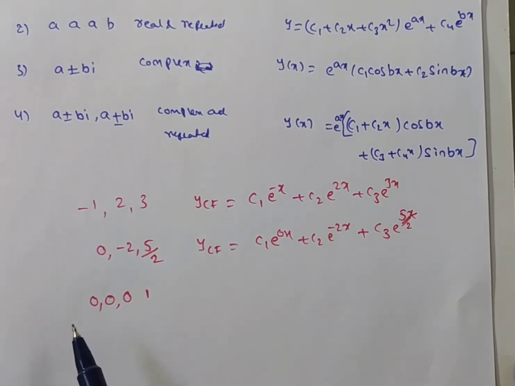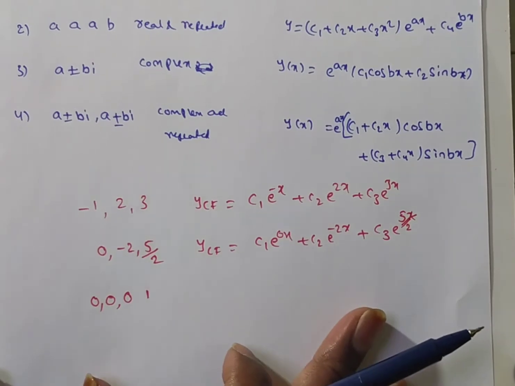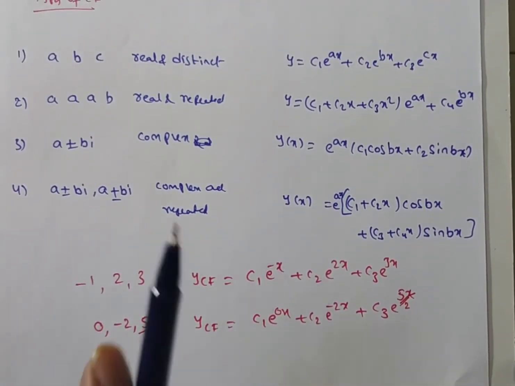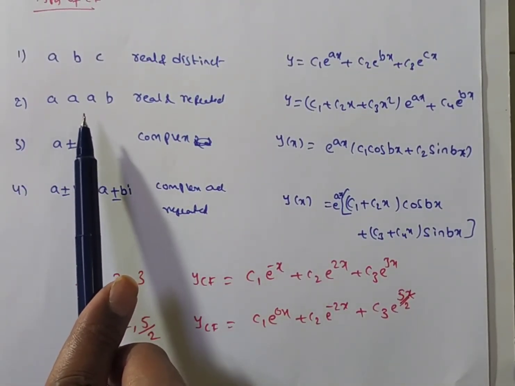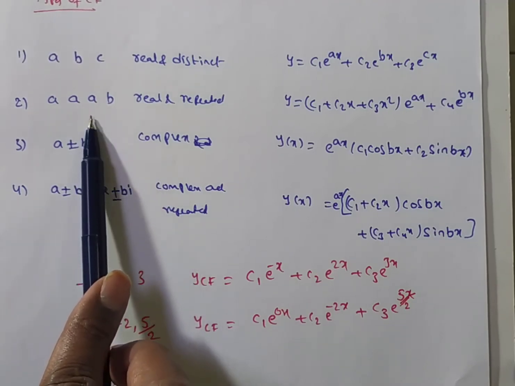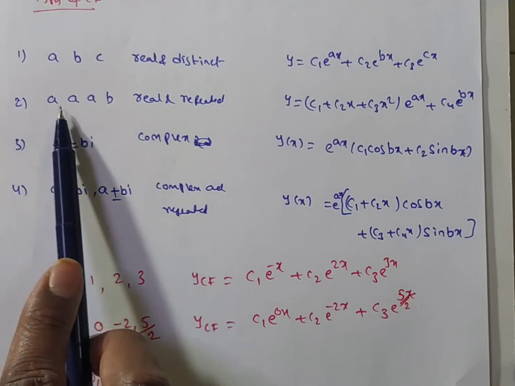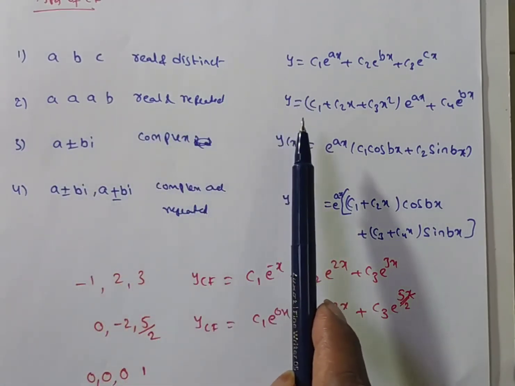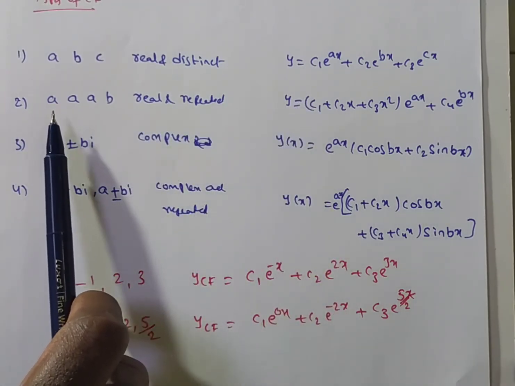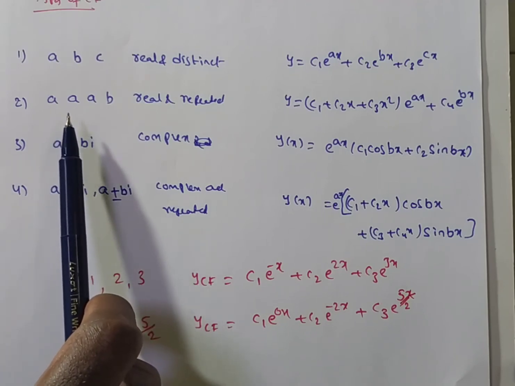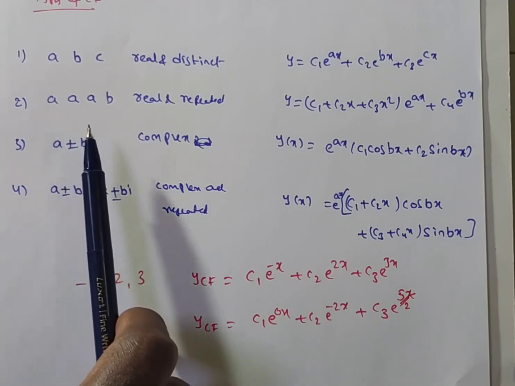So sometimes the roots may be repeated. If roots are repeated, then how to write? You see, if a, a, a are the roots repeated 3 times, and b is a non-repeated root, these all are real. Then in this case, which is repeated here? A is repeated. How many times? 3 times it is repeated.